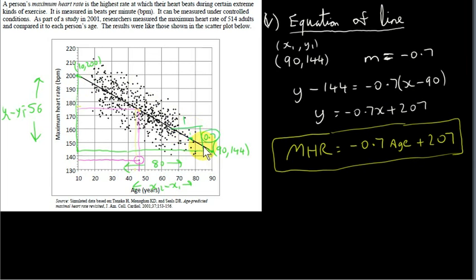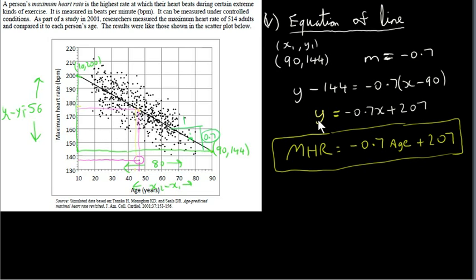We got the slope, and now we want to get the equation. So we pick 2 points on the line just by looking at the diagram. And we got the slope. So what we want to do now is just get the equation. So to get the equation of a line, we need 1 point on the line and the slope of the line. And we have our formula y minus y1 equals m times x minus x1. So that should be familiar. And if I rearrange that, I get y equals minus 0.7x plus 207.